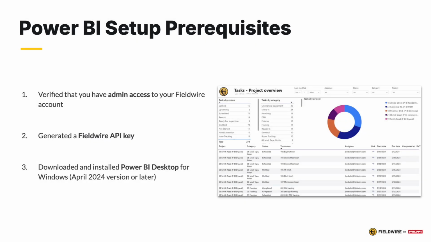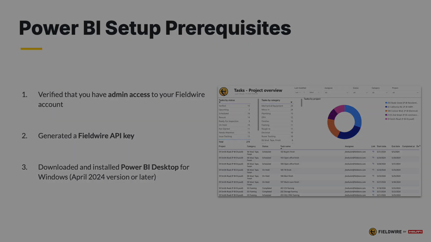It's important to check a couple of items before starting the Power BI setup process. First, ensure that you and your account meet the necessary prerequisites. Verify that you have admin access to your Fieldwire account, as this is required to access the API and set up integrations. Additionally, you'll need to generate a Fieldwire API key to authenticate with the system. Lastly, download and install Power BI Desktop for Windows, ensuring that you have at least the April 2024 version or later, as older versions might not support some of the newer features.